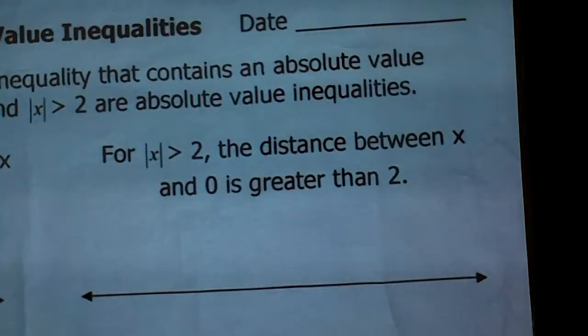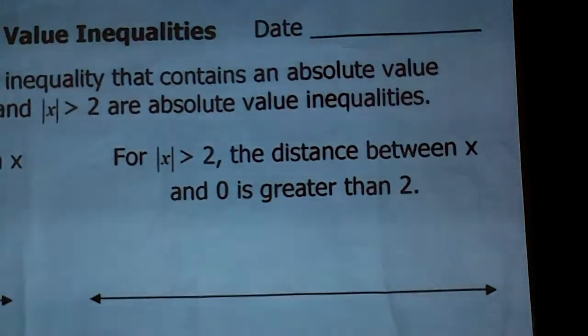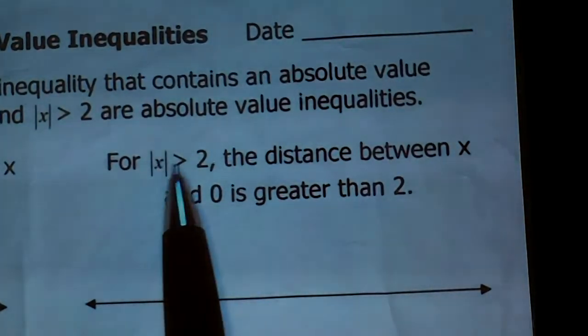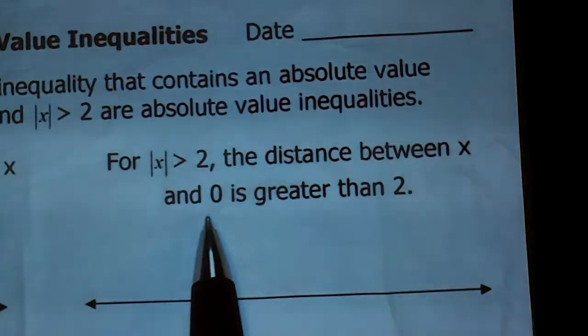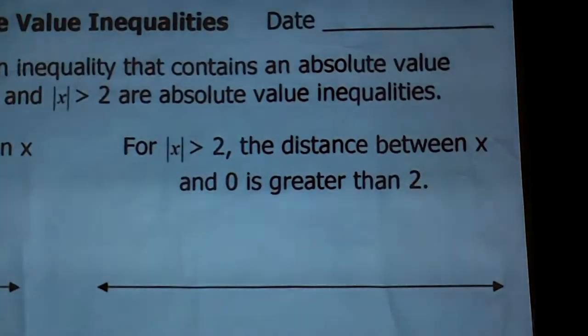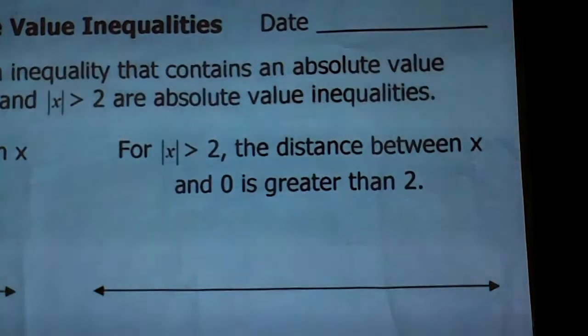Let's try the opposite of that. If this isn't making total sense yet, don't worry. We've got lots of examples. You can see this goes on for a couple pages. So the absolute value of x is greater than 2. That means the distance between x and 0 is greater than 2. Because remember, absolute value is just talking about how far a number is away from 0.